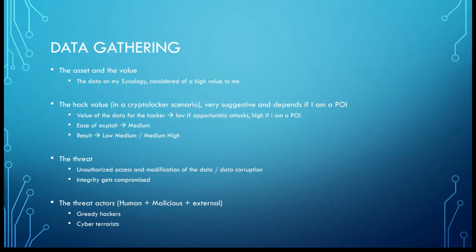Now the threat. The threat is unauthorized access and modification of the data, and data corruption. So my data integrity gets compromised. This is the threat. Now the threat actors: who is going to attack me? In my example, it's going to be a human, it's going to be malicious, and it's going to be an external person. So it can be a greedy hacker, for example, or a cyber terrorist.